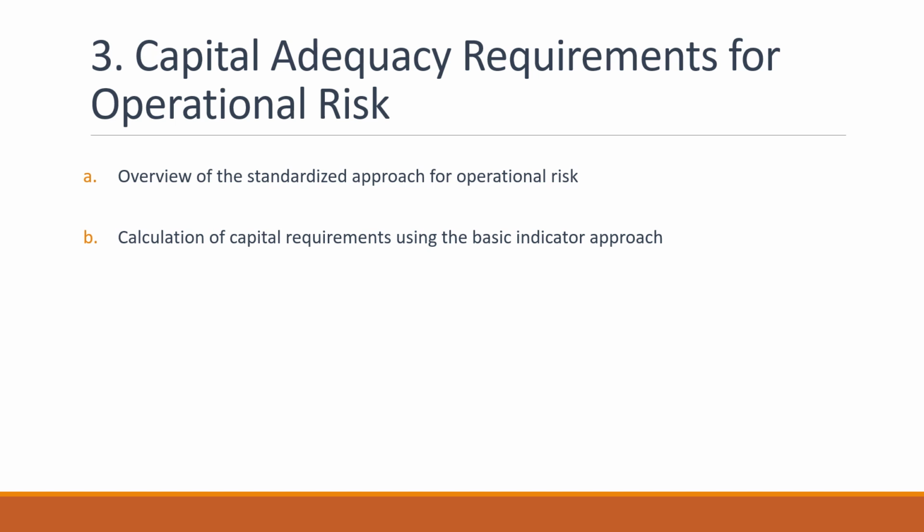based on a fixed percentage of the bank's annual gross income, and the standardized approach, which is based on a risk-weighted assessment of the bank's operational risk exposure. The standardized approach involves assigning each business line of the bank to one of 7 risk categories, and multiplying the risk weight by the business line's annual gross income to arrive at the capital requirement.